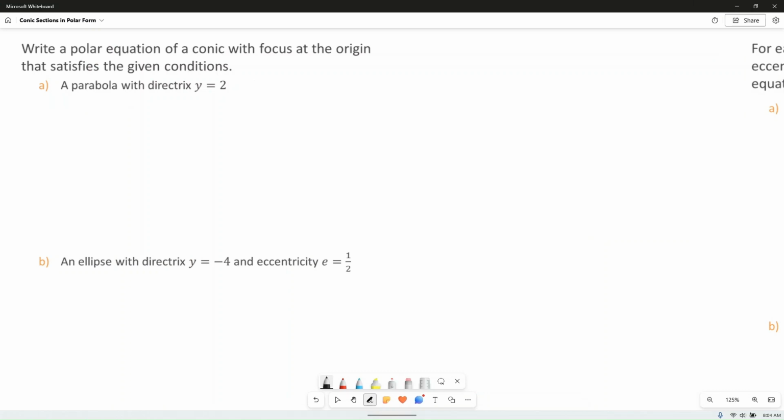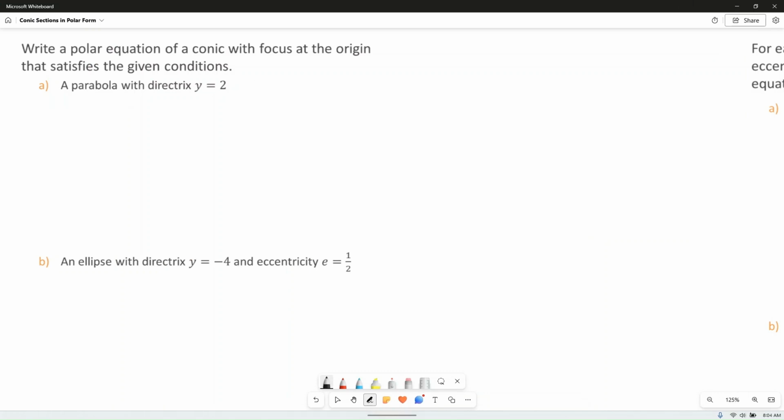Let's look at some examples of conic sections in polar form. For the first few examples here, we'll look at writing. We're going to be given some information about a conic, and we want to go ahead and write out what that equation looks like in polar form.